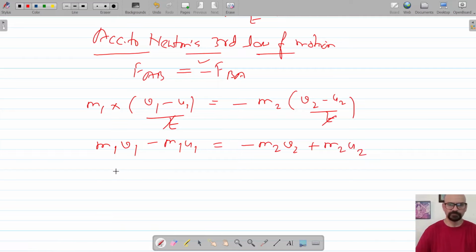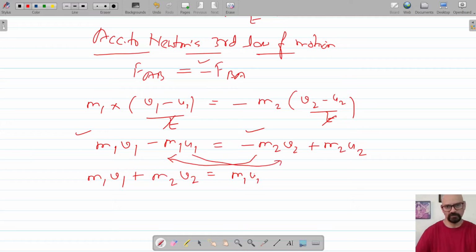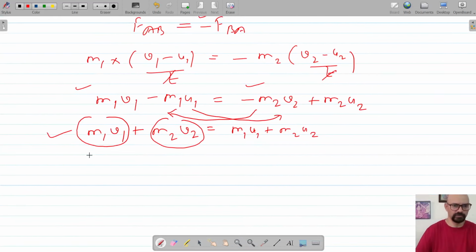Now let's get the final velocity terms on one side. So this is m2 v2, and this is now m1 u1. So I'm moving this to this side and this to the right-hand side: m1 u1 plus m2 u2. Now this m1 v1 is the final momentum of object 1 and this m2 v2 is the final momentum of object 2. So this is the final momentum of the system A and B.